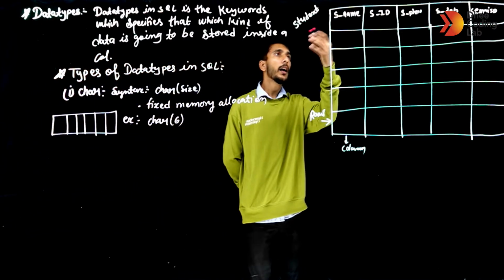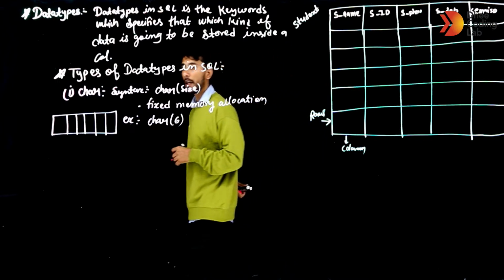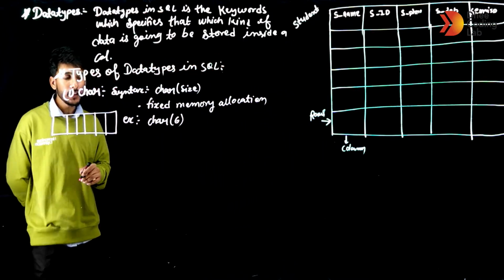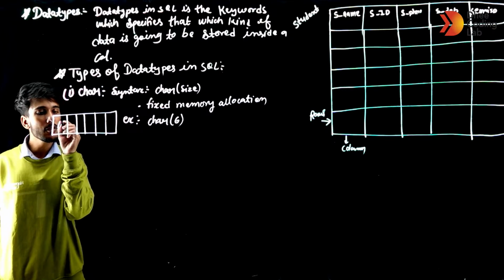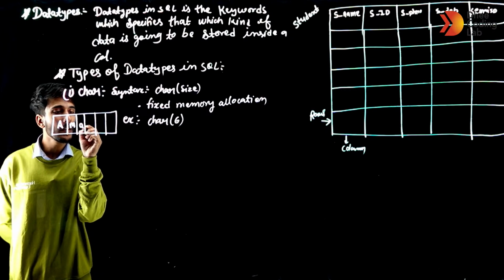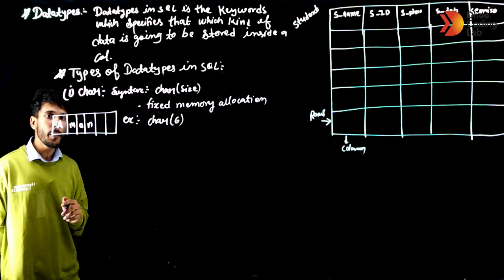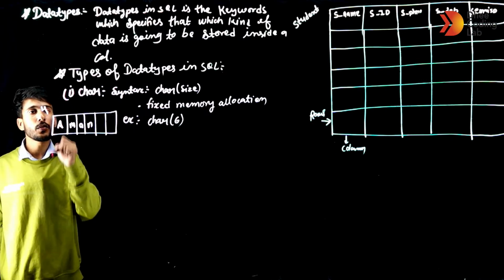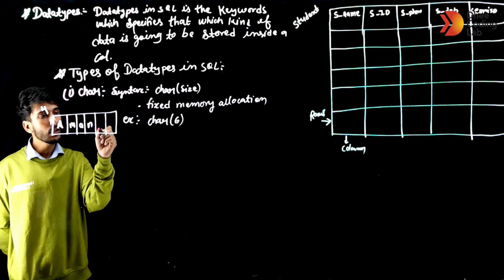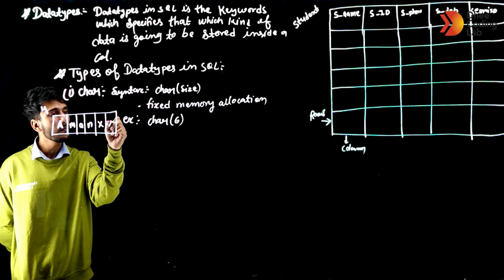Now let's take an example. I have given my name as a char data type. I am entering the first name as Aman. What is the size of Aman? The size of Aman is 4. What about the others? The remaining blocks will be empty.